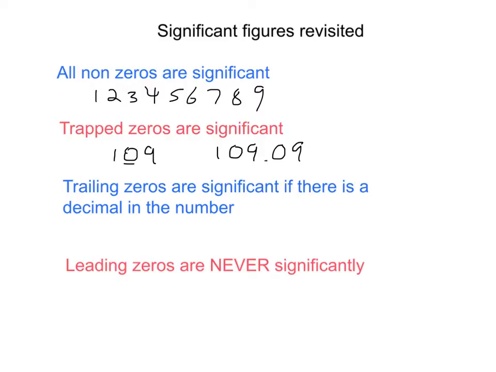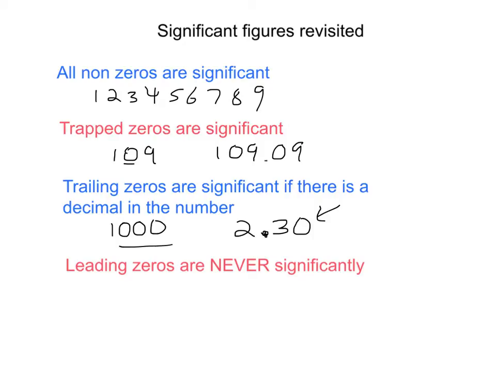Trailing zeros are kind of weird. Here's one case of trailing zeros. Here's another case. The zero is only significant if it comes at the end, if there's a decimal somewhere in the number. Putting a decimal in the number makes the zeros significant. So this zero is significant because there's a decimal. These zeros are not because there's no decimal.